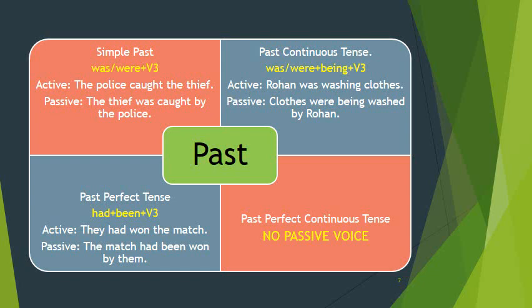Past perfect tense. The rule to change into passive is had plus been plus third form of the verb. For example, they had won the match. The passive will be the match had been won by them. Past perfect continuous tense doesn't have any passive form.